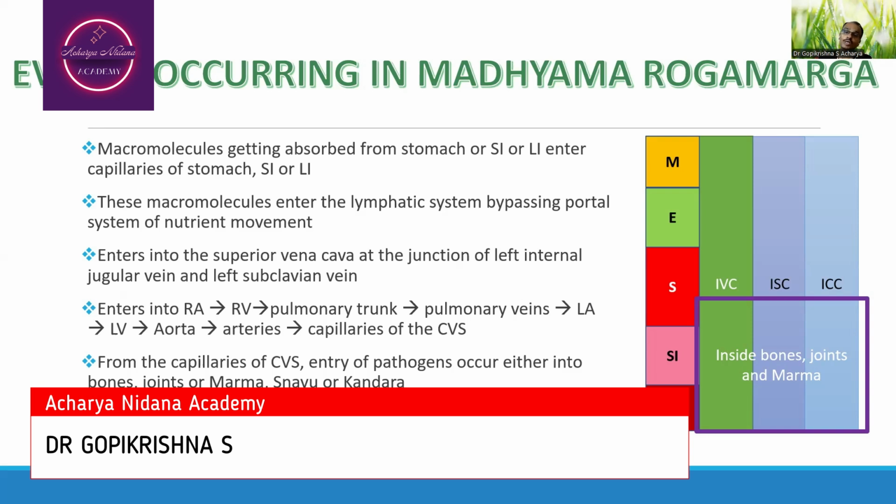Suppose the person does a large amount of writing, then the pathogens move more towards the joints of the wrist or hand. So the movement of the pathogens is determined by the nature of the exposure to the etiological factor.